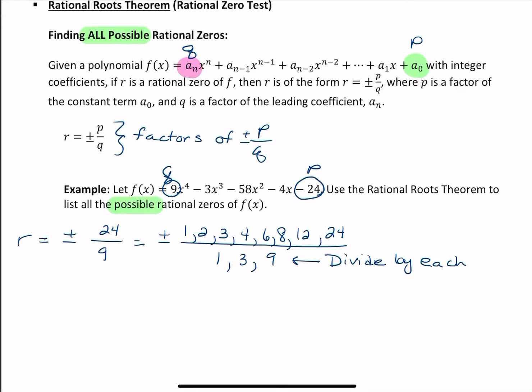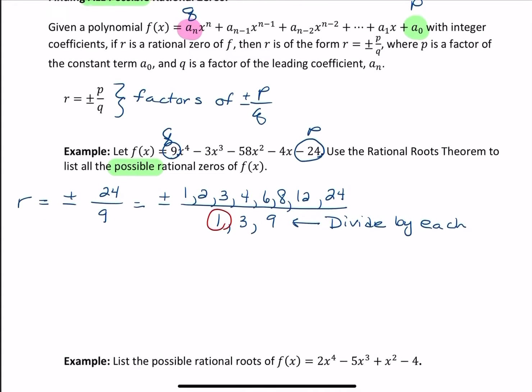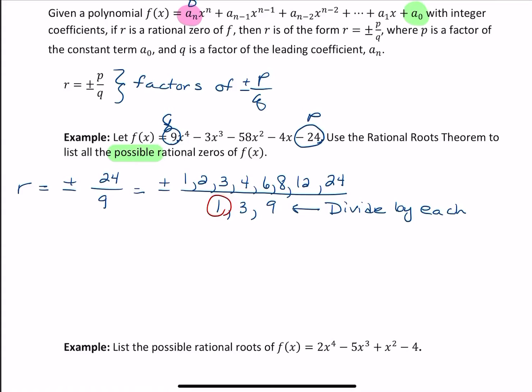Starting with 1, everything divided by 1 just gives you all the whole numbers. So all our possibilities, let's start with our whole numbers. We got plus or minus 1. And I'm not writing plus or minus each time, but that plus or minus goes to each number. So I got plus or minus 1, 2, 3, 4, 6, 8, 12, and 24.